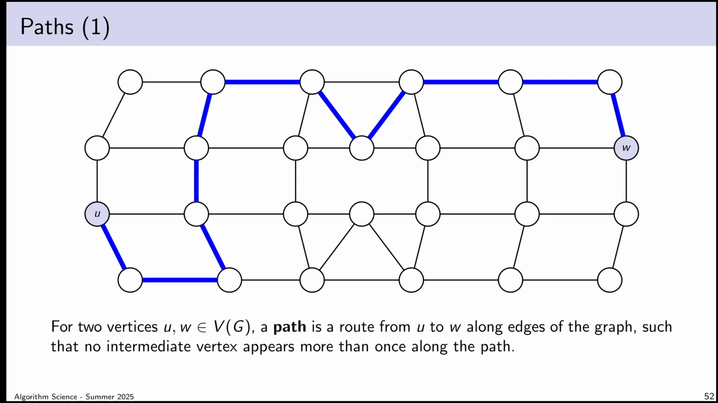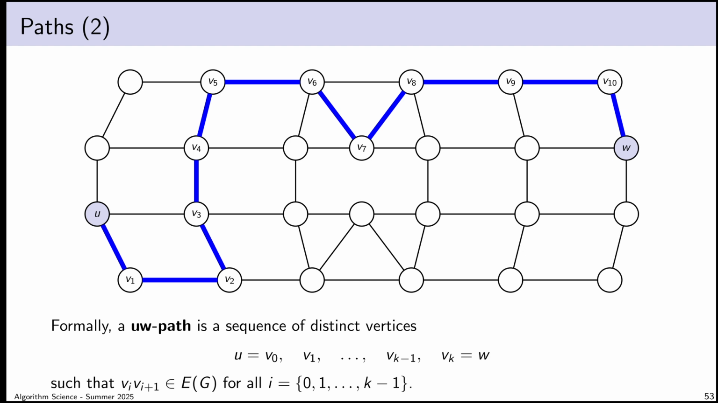If I'm talking about a graph and I have two vertices, u and w, a path is a routing from u to w along edges of the graph such that the intermediate vertices do not appear more than once. So for a path, everything along it must be distinct, all edges and vertices. I can never do the same thing twice. It says intermediate vertex because there's a special case of a path where we are allowed to have a path that begins and ends at the same point, but all the vertices in the middle have to be distinct from each other. Formally, I'm going to use the term UW path for that.